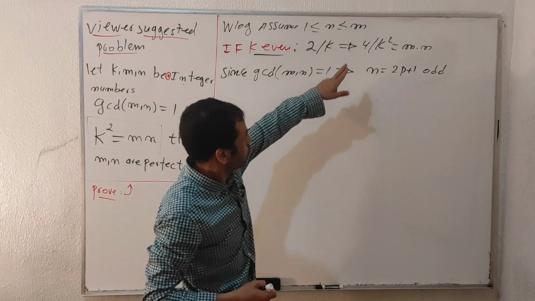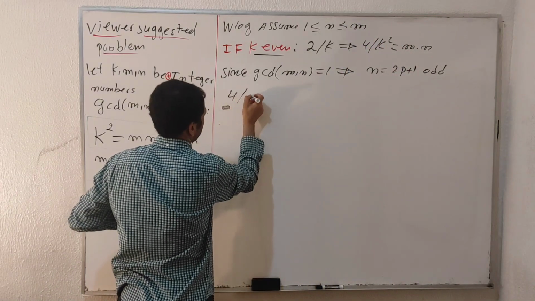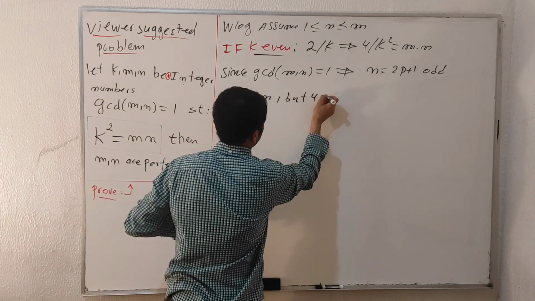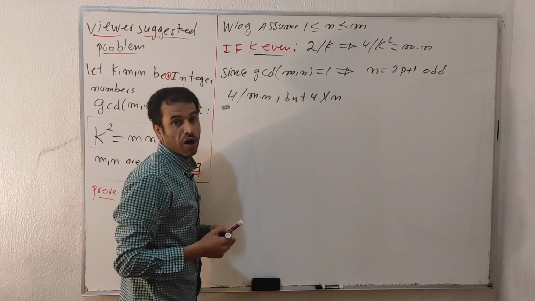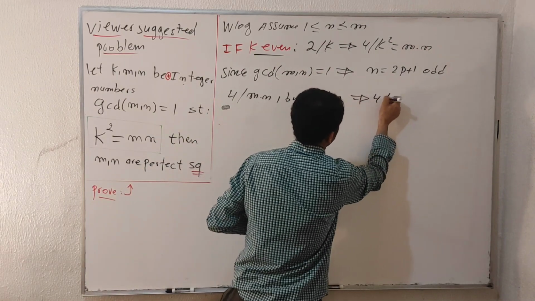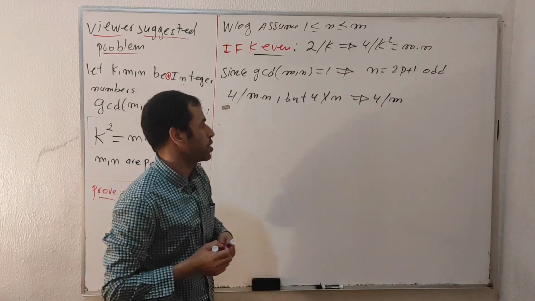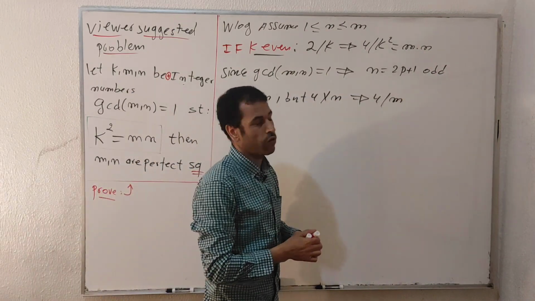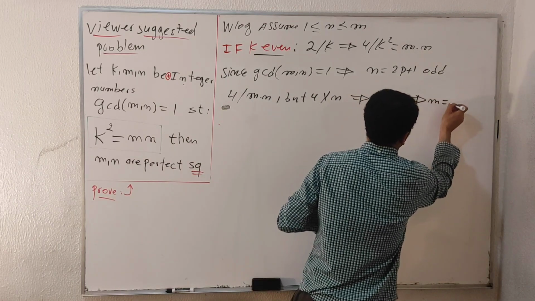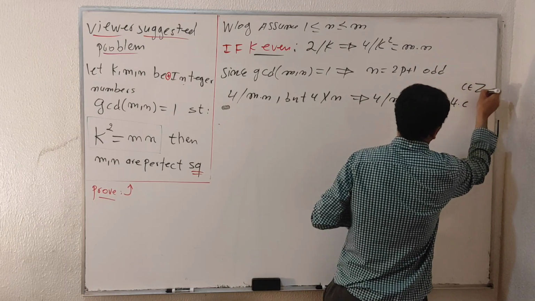And in addition, we know 4 divides this product m and n, but 4 does not divide n because n is odd. Which means 4 must divide m. If 4 divides m, which means m is a multiple of 4, this is telling us m equals 4 multiplied by c, where c is some positive integer.